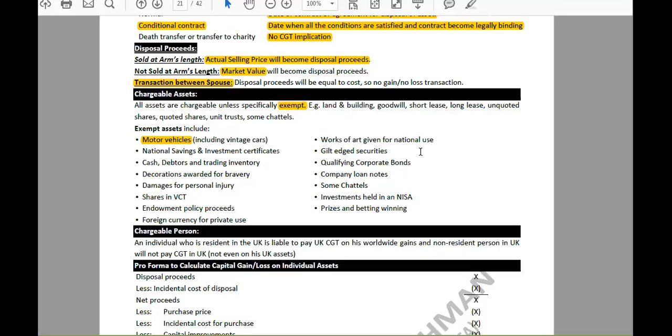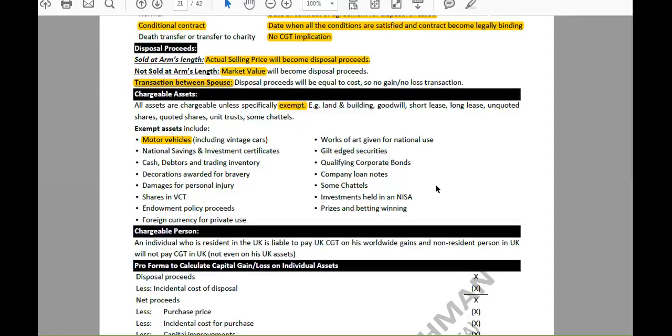You can say this is another type of bond, so it will be exempt as well. So there are different types of bonds. This is almost similar to premium bonds. This is a type of debt. These are exempt. Qualifying corporate bonds, once again these are bonds, these are exempt. Company loan notes, once again a type of debt, exempt.